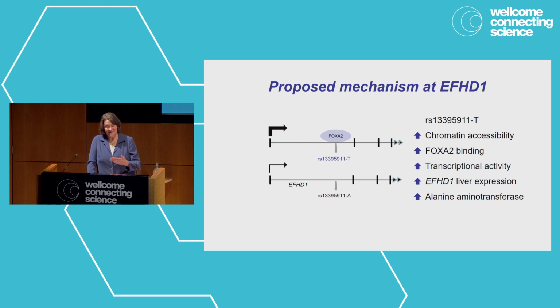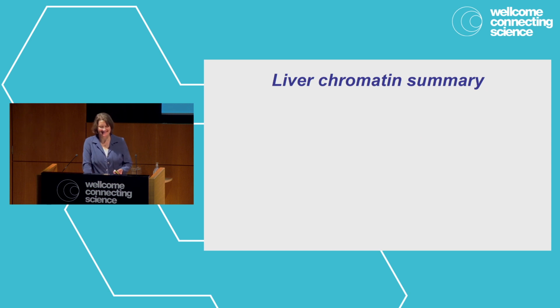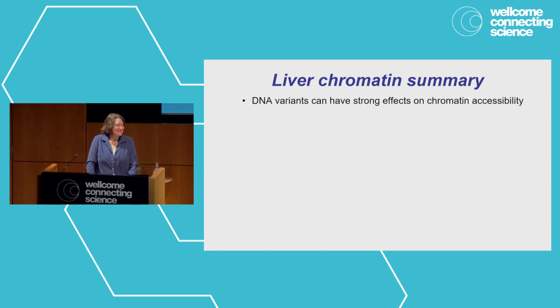It corresponds to higher EFHD1 expression in the liver. That is the eQTL data. And then this is all associated, the same direction of effect, with increased levels of alanine aminotransferase from the GWAS data. Obviously, there are a lot of steps in between how the variant affects the gene and how the gene gets to the trait. That's a lot more work to be done, but this is providing strategies to help dissect the GWAS signals to get to the traits. So in conclusion for this section, DNA variants can have very strong effects on chromatin accessibility.